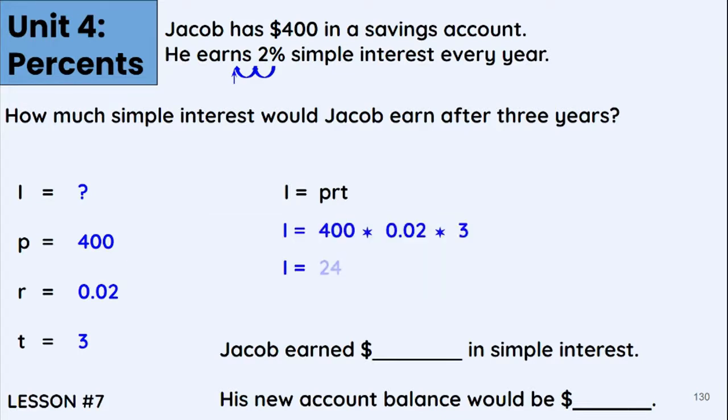Okay, you should have found that Jacob earns $24. So Jacob earned $24 in simple interest. His new account balance would be, well, he starts with $400, right? And now we're going to add on the interest that he earned after 3 years. So his new account balance would be $424.